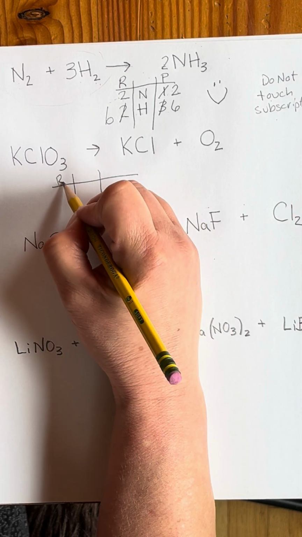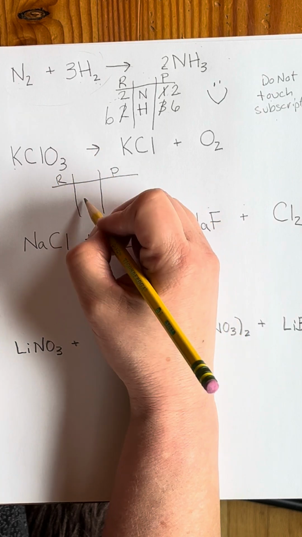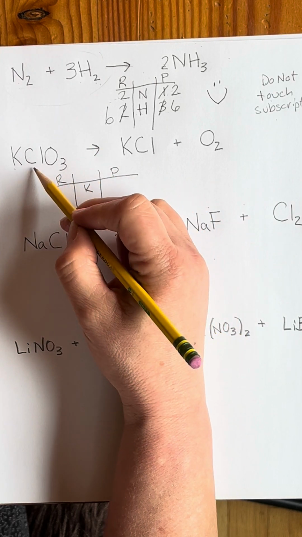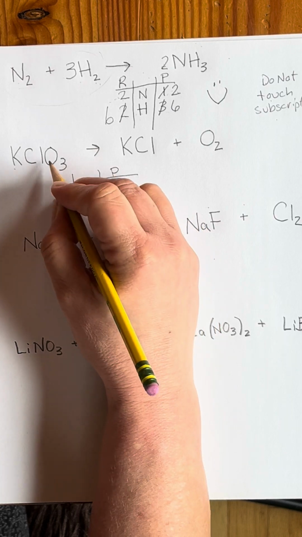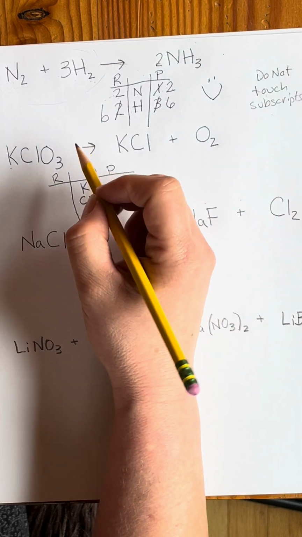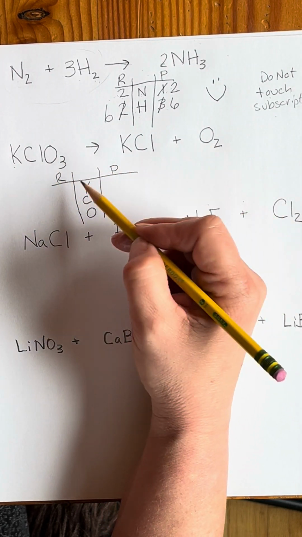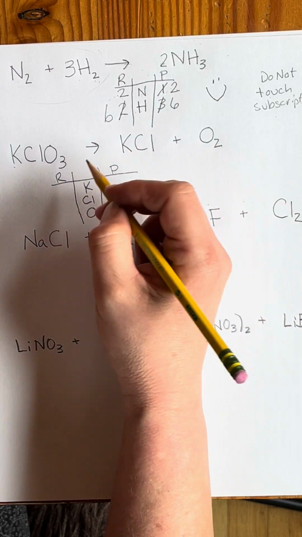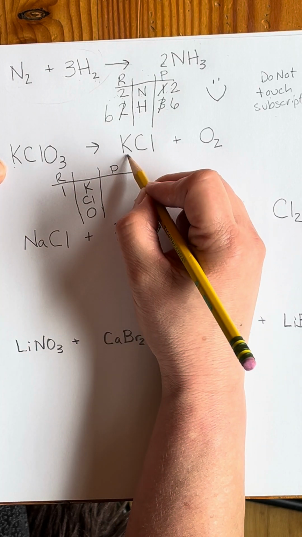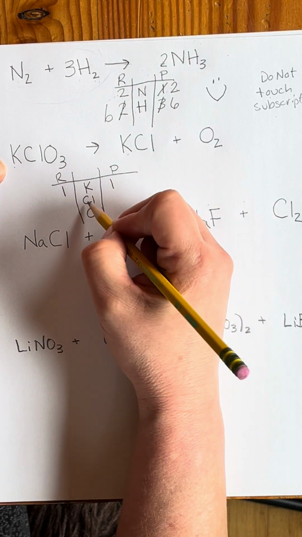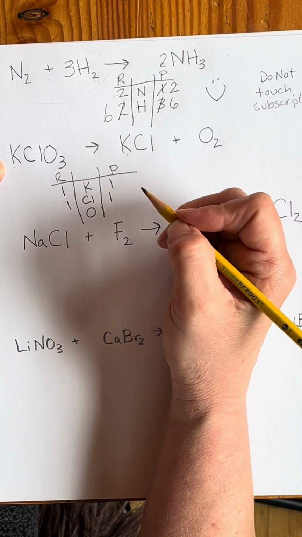So, reactants, products. First we have potassium, then we have chlorine, then we have oxygen. All right, so let's start counting. Clearly the elements are going to be the same on both sides. So we have 1 potassium here, 1 potassium there. Chlorine: we have 1 chlorine here, we have 1 chlorine there. Dang, is this thing already balanced?